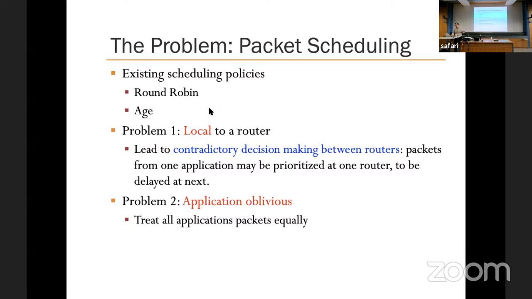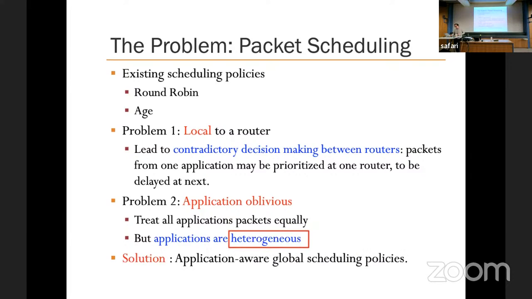Okay. The second problem is application obliviousness. Essentially, these are application agnostic, right? As a result, they treat all applications equally. So they don't optimize for what we really want to do in a network, in a system, right? We want to really optimize for application level performance. But applications are heterogeneous, so you really need to take into account the heterogeneity. And you've already seen this many times in this course, right? Okay. So basically, the solution that this work proposes is more global scheduling policies that are application aware.